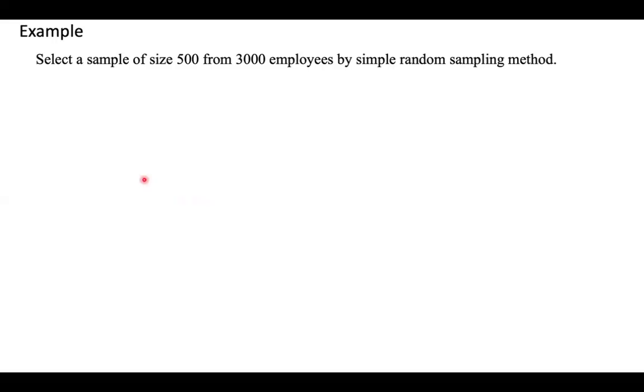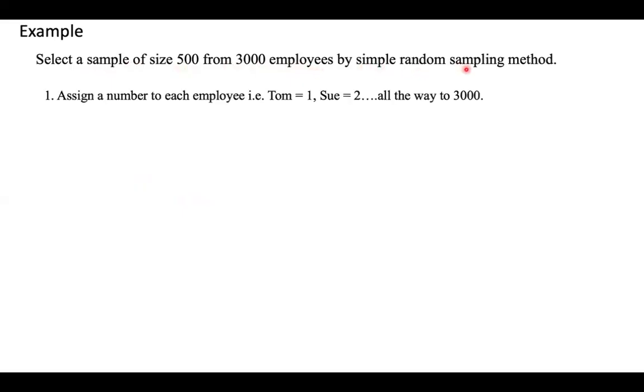Let's go through an example. Select a sample size of 500 from 3,000 employees by simple random sampling. So first, we need to assign a number to each employee. For example, if we have Tom to be the first one, we'll say 1 next to Tom, and Sue as the second one, and we put a 2 beside Sue, and so on and so forth, all the way up to 3,000 because we have 3,000 employees.